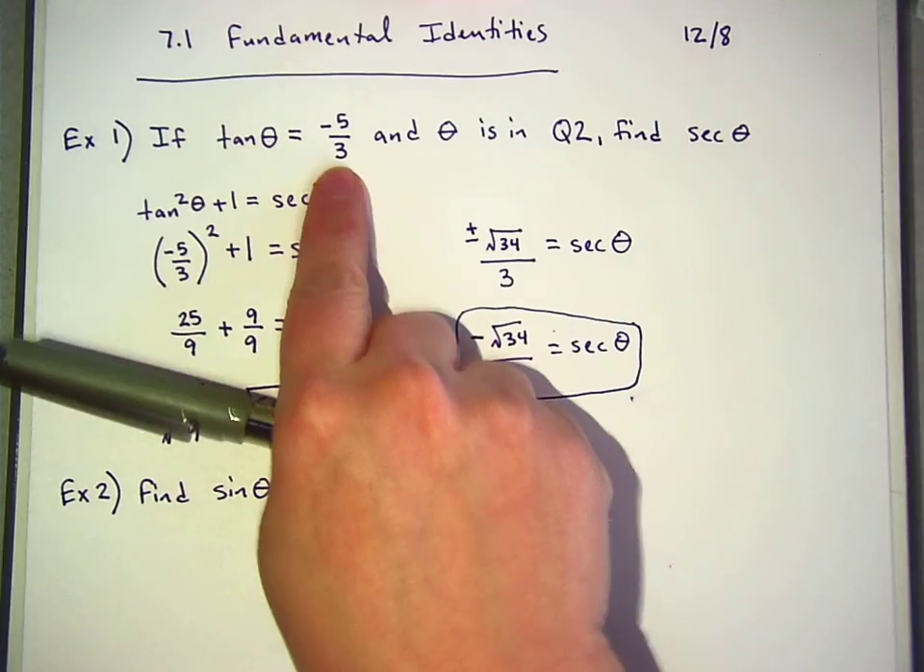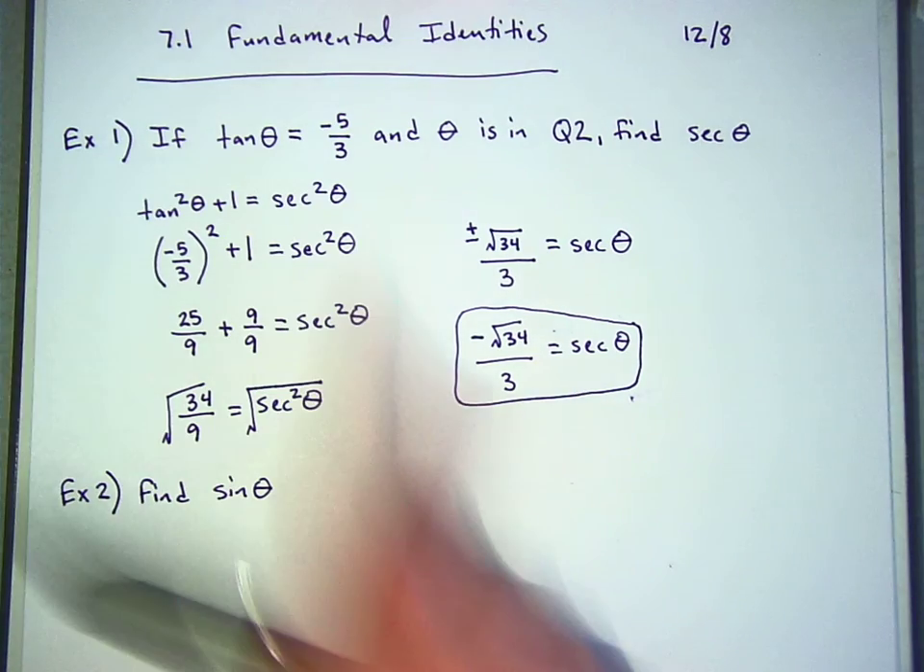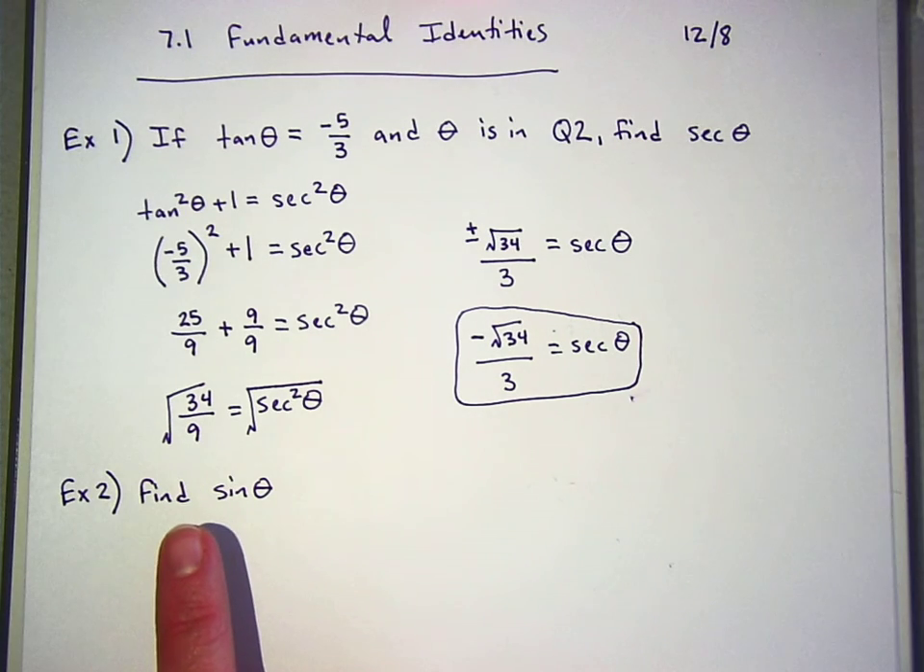We still have that tangent of theta is negative 5/3. We already found out what secant is. So now we know secant and we know tangent, but we need to find sine. So my question is, where do we go from here and how do we do this?